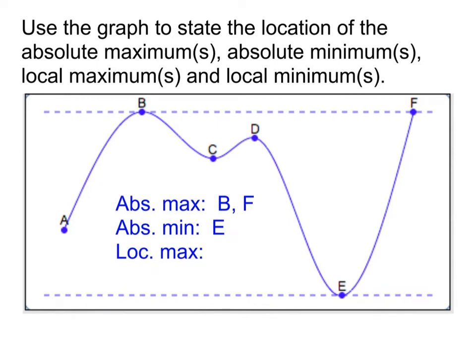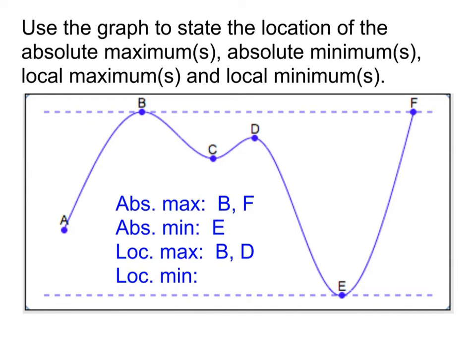But what about F? Well, it is the maximum between there and where? Like here? But there's no graph out there, right? So because there's nothing out there, F is not actually considered to be a local maximum. It can be the absolute maximum, but it's not a local maximum because there's nothing to the right of it.